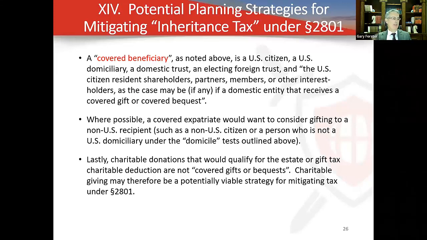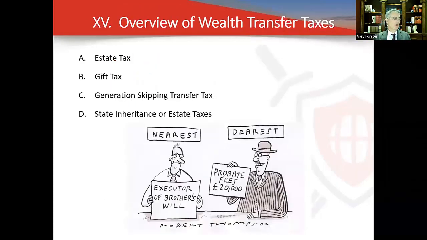That's why we say gifting to a non-US recipient is a good idea. No kidding, because otherwise the kids in the US get hit with the 40%. So there's some planning pre-exit where you may benefit the US kids substantially more, especially with US assets. And you can do some charitable givings mentioned here as well.